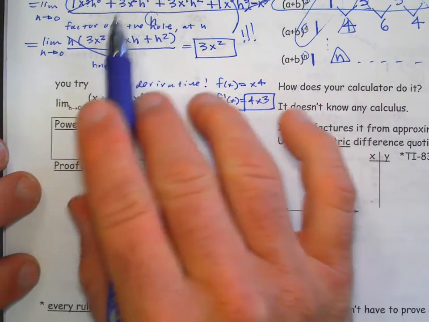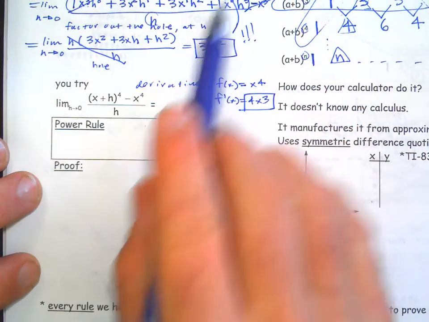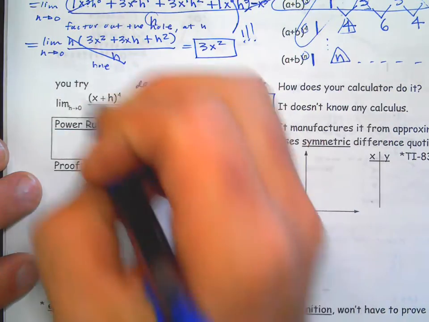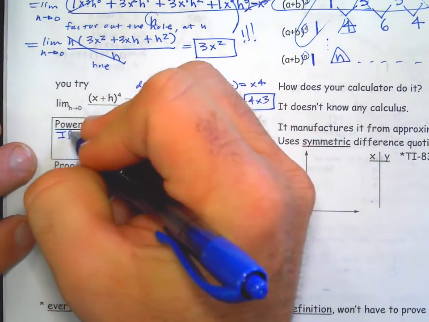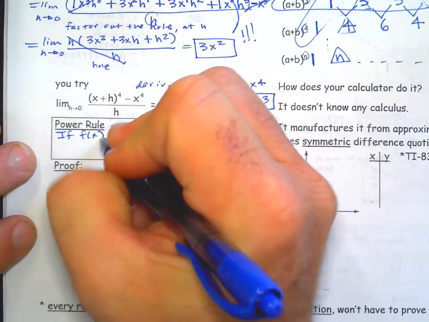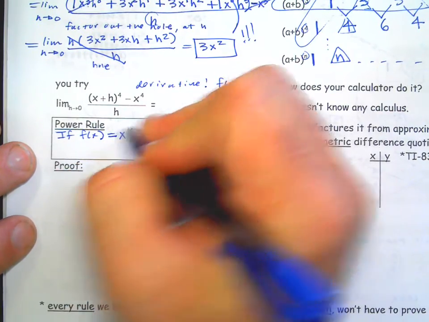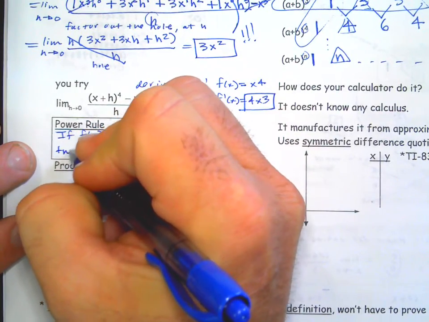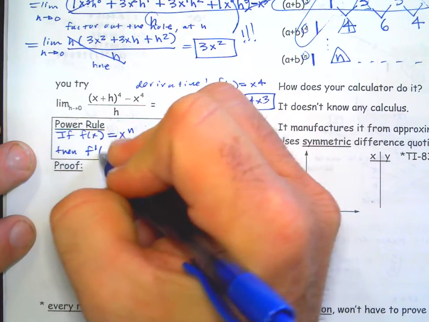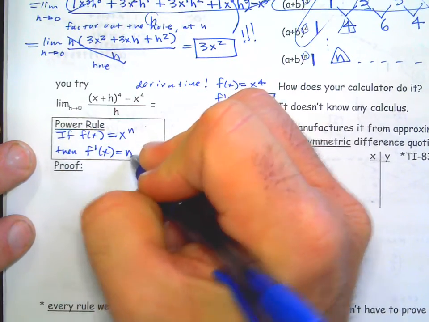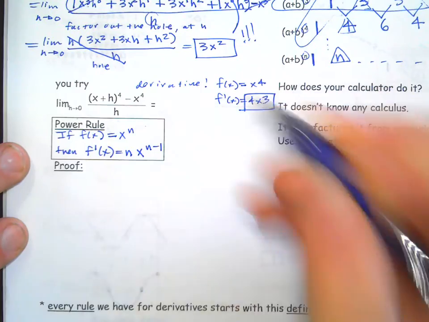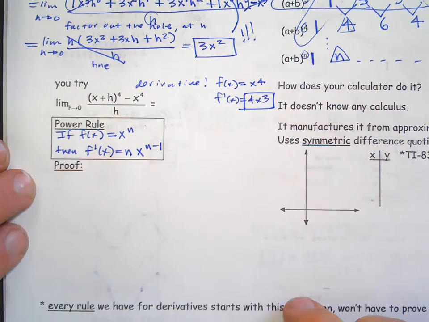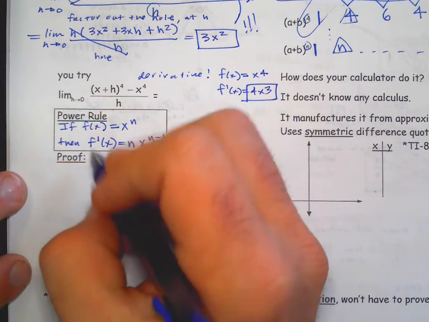Now, all we've done is shown that the derivative of x cubed is 3x squared. But could we show the general rule that if you have a function x to the n power, then the derivative of that function is always going to be n times x to the n minus 1? That's the power rule. Okay, let's see if we could prove it. Okay, proof of the power rule.